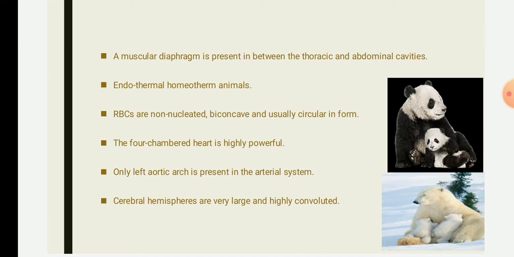Next is the endothermal homeotherm animal. We have discussed this point during the introduction part. The mammals are endothermal homeotherm animals, that is, irrespective of their environmental temperature, they can maintain their body temperature. This is an important characteristic feature of the mammals that allows them to survive in unfavorable conditions too.